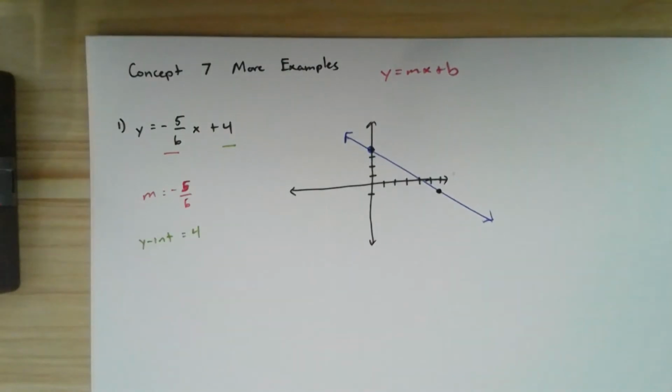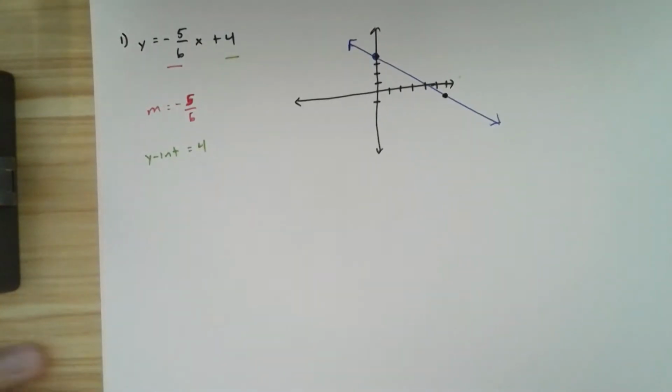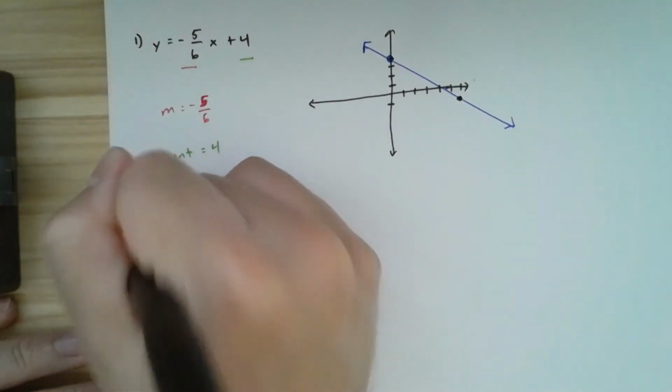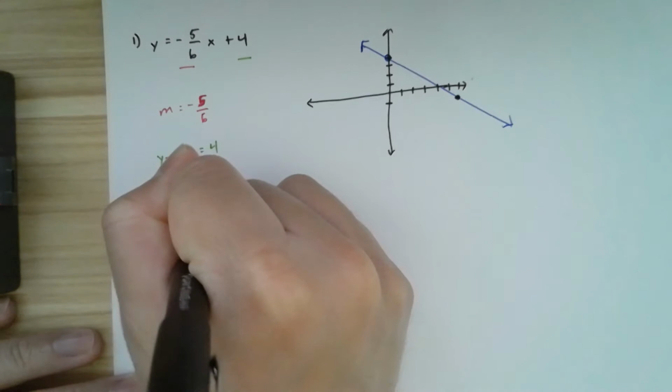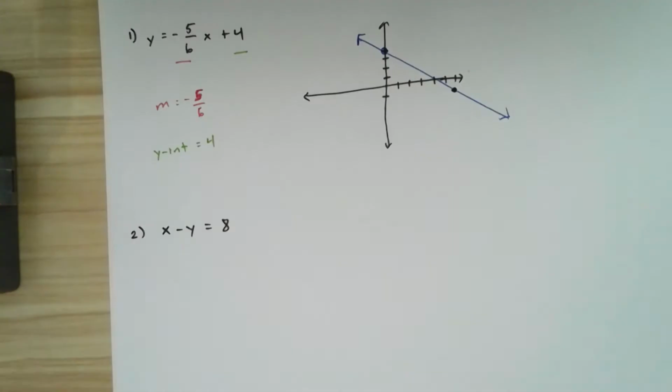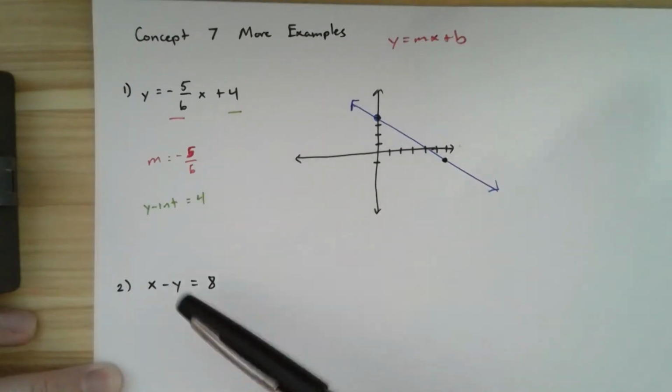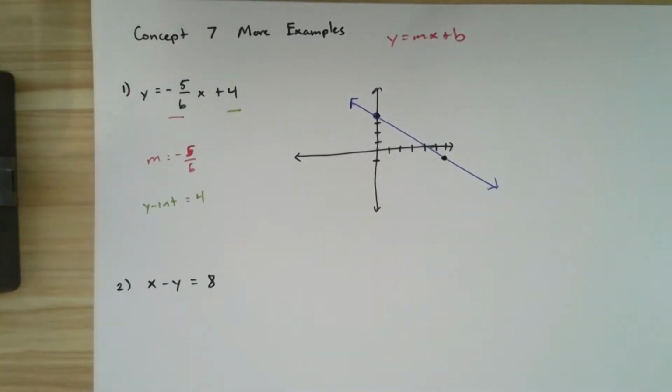Next example. Let's see, actually, let's go ahead and do this one. Okay. Notice that this one is not in slope-intercept form, right? There's slope-intercept form, right? So I have to get y by itself. Solve for y, in other words.